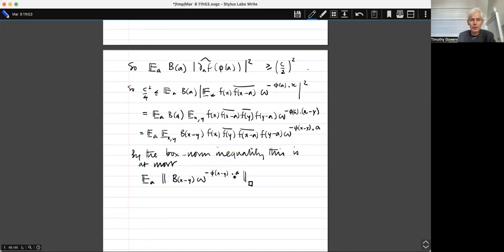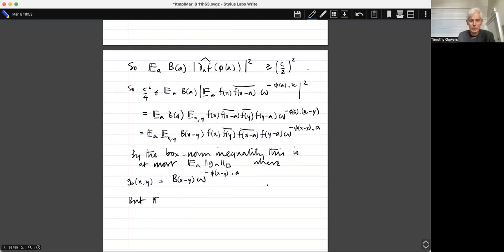And now I'm going to say that that is, or yeah, perhaps I'll be a bit more correct about it. Here's how to be more correct about it. The average over A of the box norm of G_A, where G_A of x, y equals this. So there we go. Perhaps that's a bit nicer.